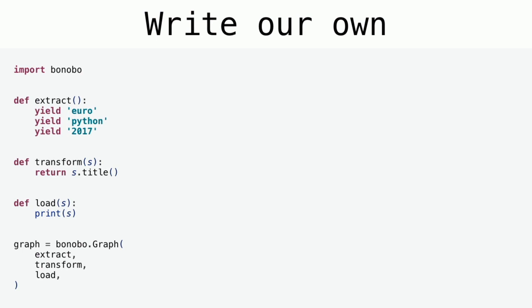So I won't show you the 1 to 42 or 0 to 41, but I wrote a simple one here, which is basically the definition of 3 different functions, one yielding Euro, then Python, then 2017, one just applying title to a string in inputs, and one just printing the thing. And once I define all that, I can create a graph instance.